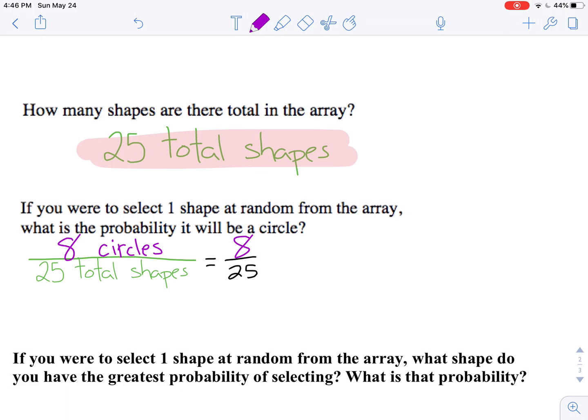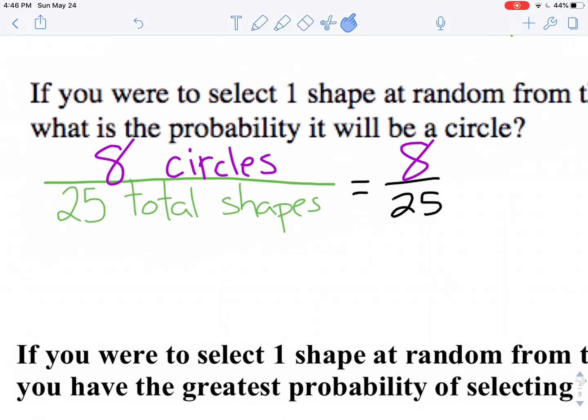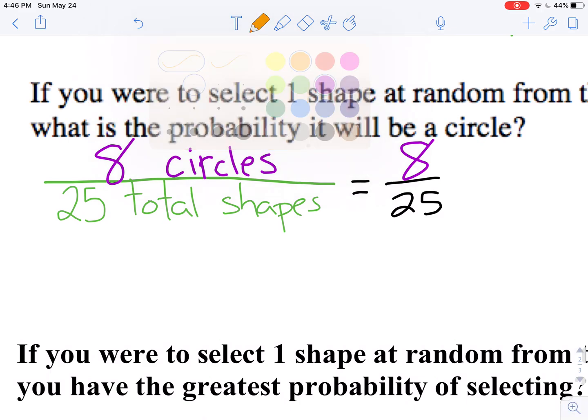All right, that can't be simplified either. 25 only has 3 factors. 1 times 25, that is 2 factors, and 5 times 5, so 5 itself. So 1, 5, and 25. All right, so now I need to write my answer, which would look like this. Capital P, kind of italicize it, the probability of a circle.